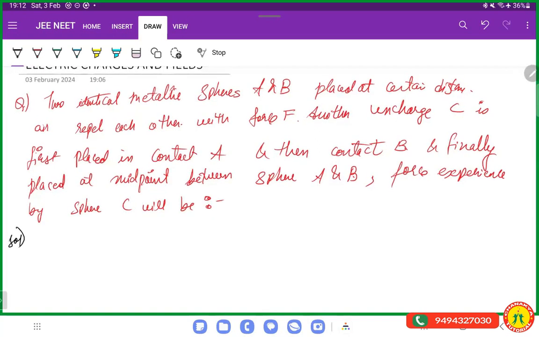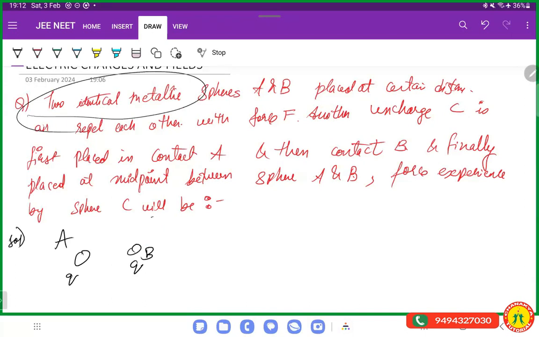See, whenever this comes, it is an uncharged body. Now, the uncharged body will come in contact with charged metal spheres A and B. So what will happen? They will divide the charge. Whatever total charge they have will be shared between them. Suppose A is having charge Q and B is having charge Q. They both have the same charge, because they said identical metal spheres.